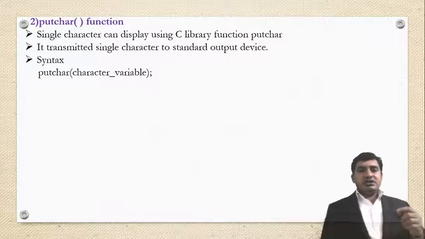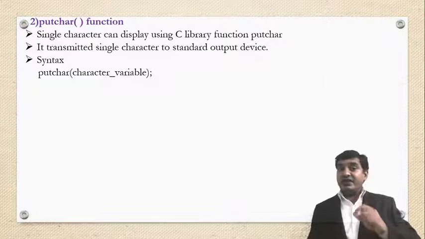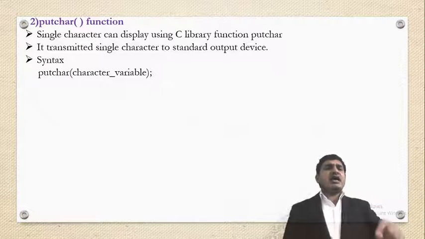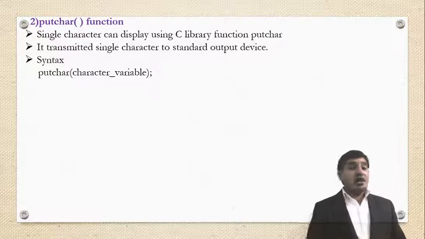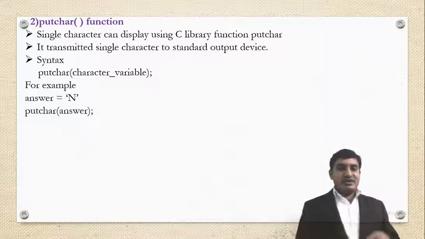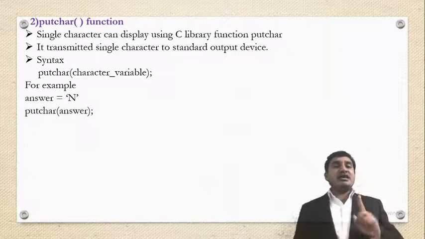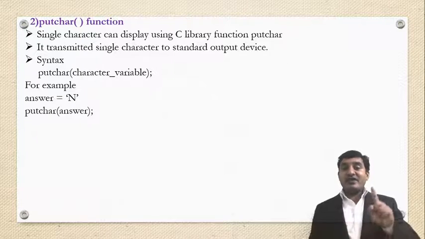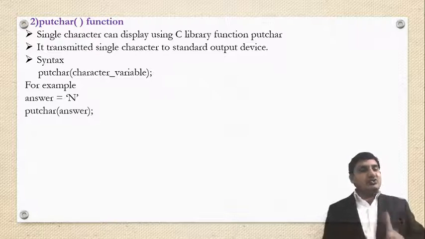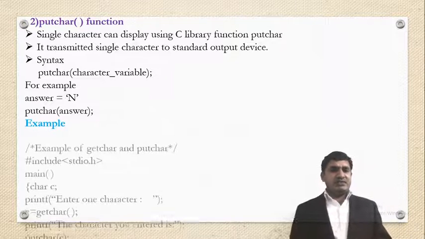The syntax of this output character function is putchar(variable). The character variable is the character which we have to display on a screen. For example, answer is equal to 'n', and putchar(answer) is used to display the single character n on a screen. Now we have to see one example.